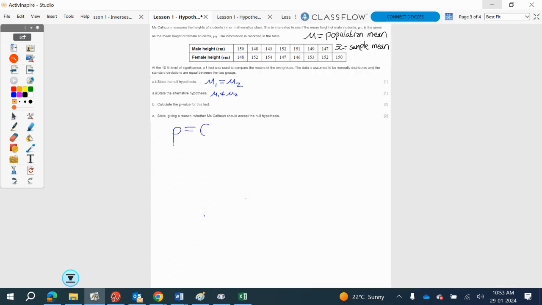So the p-value equals 0.296, which is above the significance level.